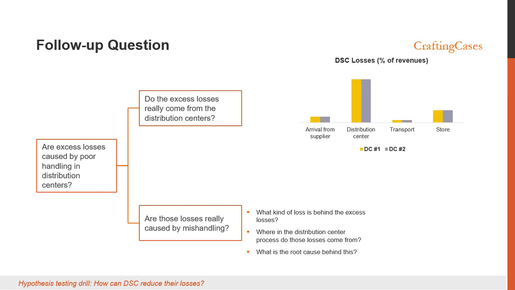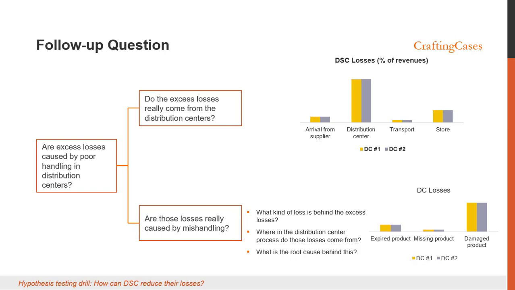So what kind of loss is behind the excess losses? How am I going to find that out? I want to break down those losses between those three types that I said before: missing products, expired products, and damaged products. And I want to compare distribution centers if I can't compare to benchmarks. And I believe it's highly unlikely that I can compare to benchmarks. If I can, well, that's great. If I can't, I'm going to do this indicative test here and have an idea of what's going on.